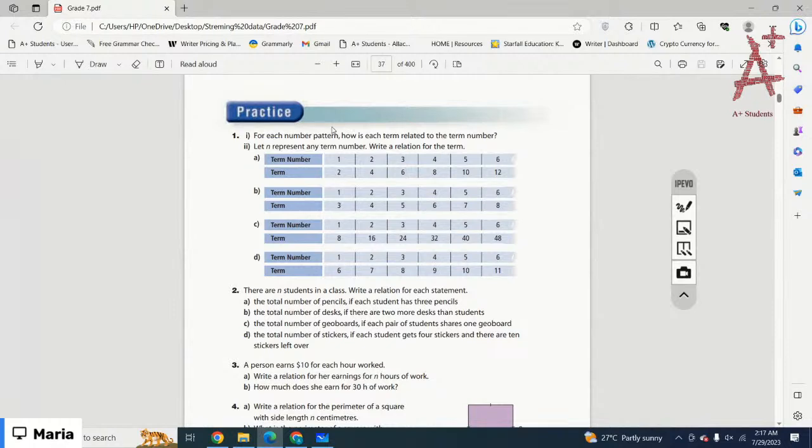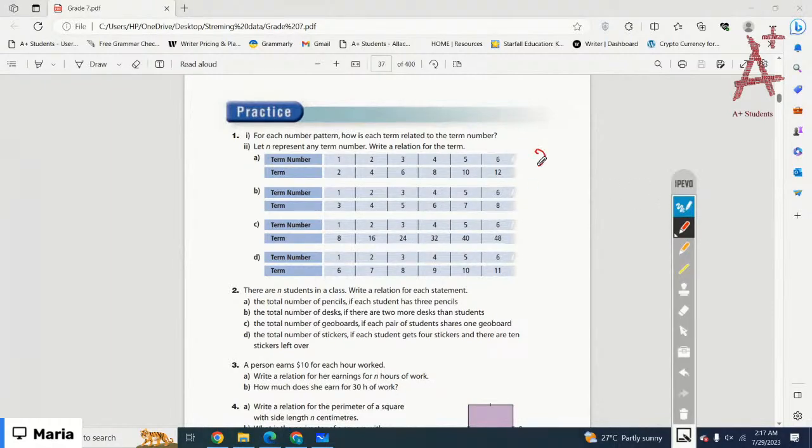Got it? 1 times 2 is 2. 2 times 2 is 4. 3 times 2 is 6. 4 times 2 is 8. That means you have to multiply the term number by 2. Got it? So for A, the relationship is 2 times n. You can see n represents any term number. Got it? So it would be 2 times n.